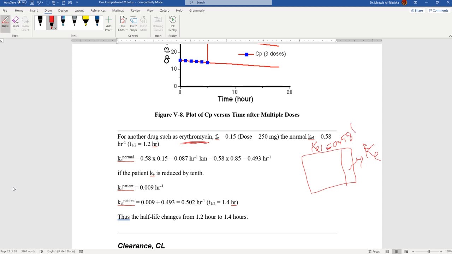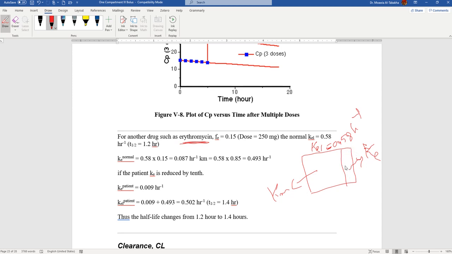Okay, 0.58 hour to the power of -1, which means the half-life is 1.2. What I want you to know here, and then you might try it by yourself, is that most of the elimination happens through metabolism. The problem that we have is in the excretion in the kidney. If we assume that the kidneys are working at 10% of their normal function, only 10%.